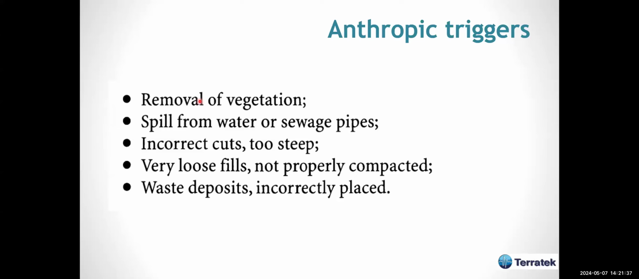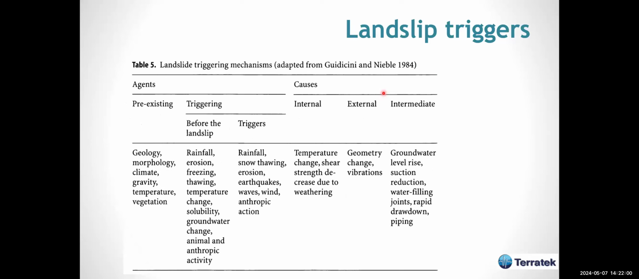Anthropic triggers: removal of vegetation, what we sometimes spill from water or sewage pipes, incorrect cuts, sometimes too steep, very loose fills, not properly compacted, and waste deposits incorrectly placed. So these are the main anthropic triggers for landslides.